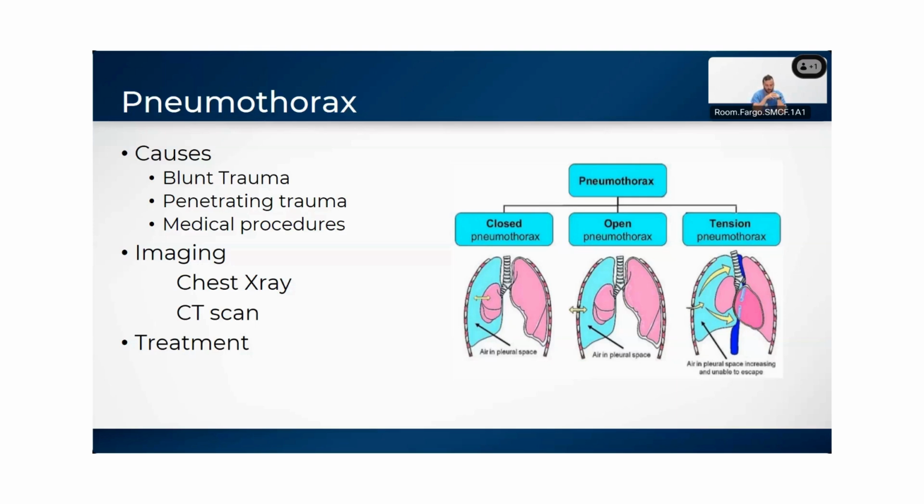And then open pneumothorax, this is air that enters the chest cavity via an open wound. You can also hear it called a sucking chest wound. Quick treatment for this would be to place an occlusive dressing on 3 sides to allow air to exit but not to enter and cause expansion.